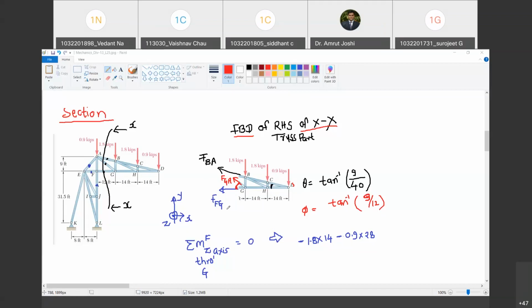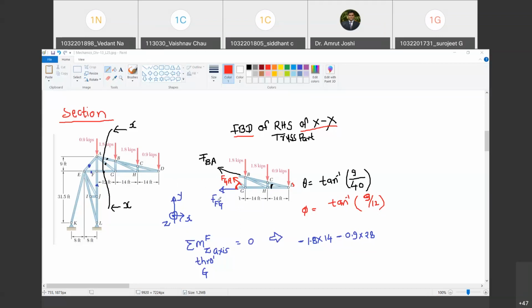That means there can be forces only along the length. Do you agree with me? Yes, sir. So therefore I have shown these three forces which are pulling in nature. Dekho, FBA is pulling, FGA is pulling, and FG also is pulling. Are you with me? Yes, sir.